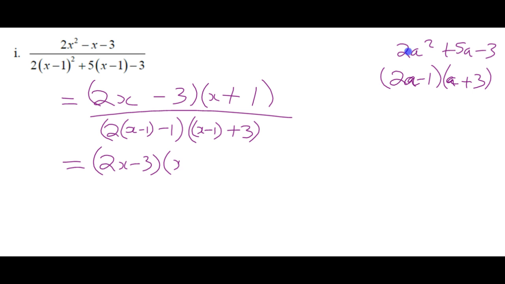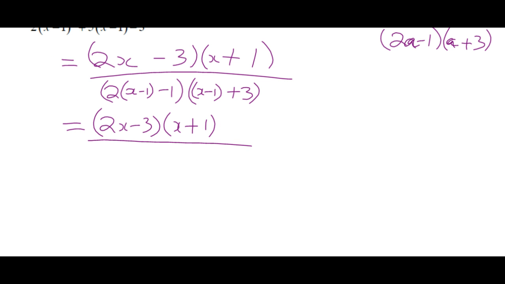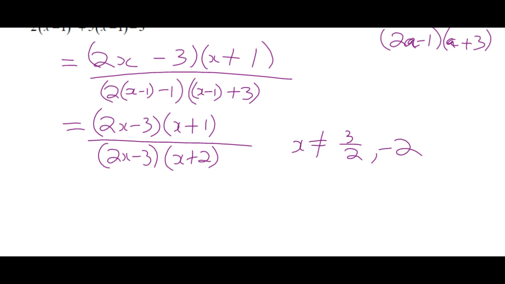Can't do the restrictions yet because I don't have factored form. So I'm going to do this all at once, right? It's 2x minus 2 minus 1, which is 2x minus 3. Hey, something's going to cancel. And this is x minus 1 plus 3, which is x plus 2. Okay, now I can do my restrictions. 3 halves, negative 2, cancel, and answer.